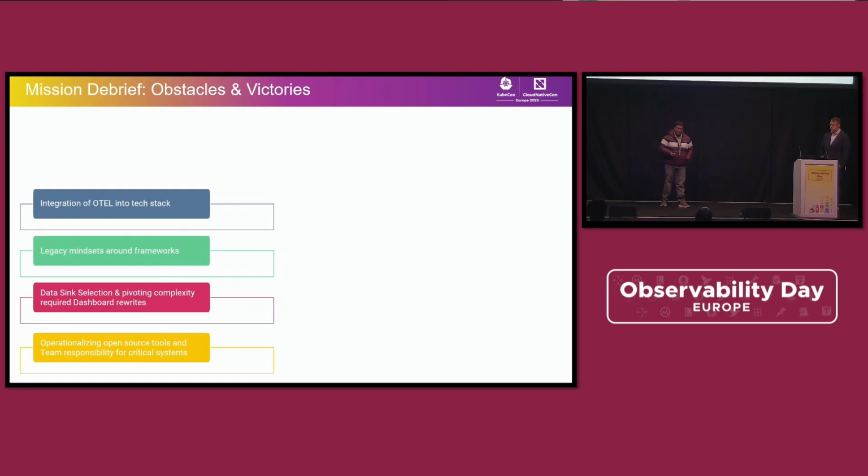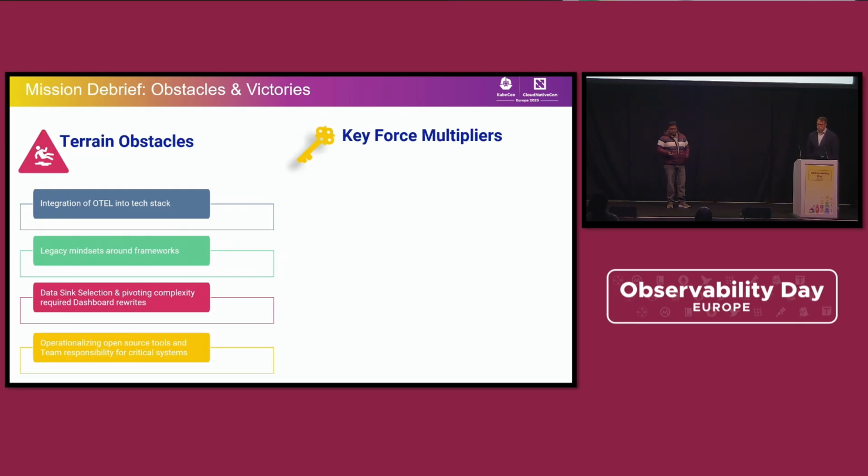So this is what we do, right? Although what we have achieved is not a one-day game. We have had a lot of obstacles: integrating with OTEL, with the tech stack, legacy mindset. Developers were thinking, if we adopt this, what code-level changes do we have to make? And data sink selection. We have done a lot of pivoting. Complex dashboard rewrites were required, because some of the dashboards are already written in language A. So developers started thinking, if we move from this to this, we have to rewrite everything, right?